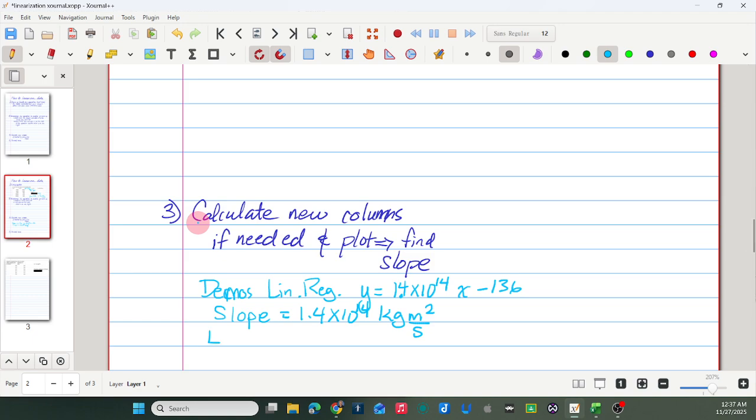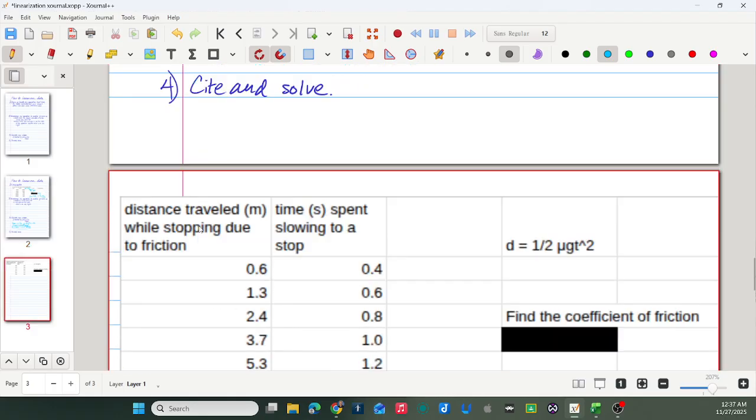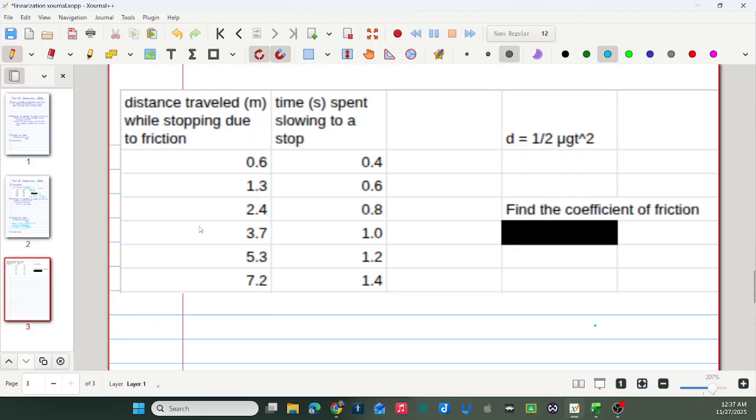And I had said that L is equal to the slope earlier. And so that means L is equal to 1.4 times 10 to the 14th kilogram meters squared per second. Okay, circle this to let them know that that's our answer. And boom, we got it. That's how we linearize. I am prepped to do one more with you, so let's do one more.